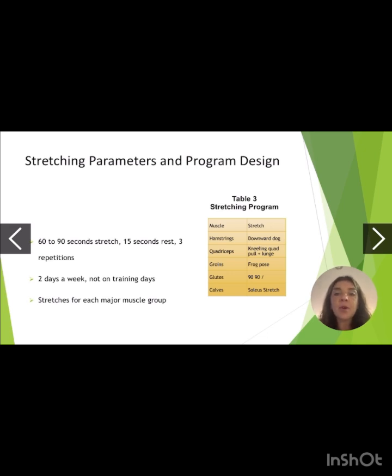The stretching program that I have designed will be a downward dog for the hamstrings. It will be a kneeling quad and reach lunge for the quadriceps. The frog pose for the groins, which will help external rotation. Then we have the glutes with the 90-90. So we will have a static stretch and then can progress this to a dynamic afterwards. The calf muscle will be a soleus stretch.